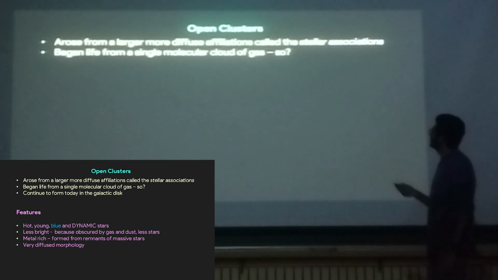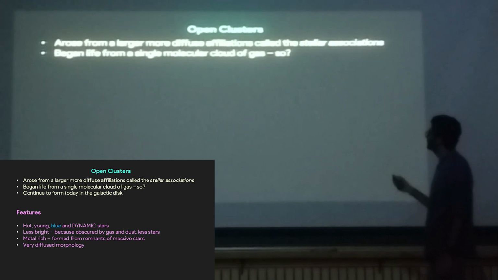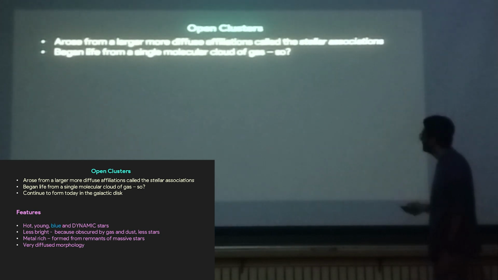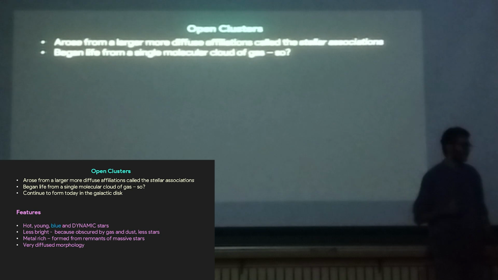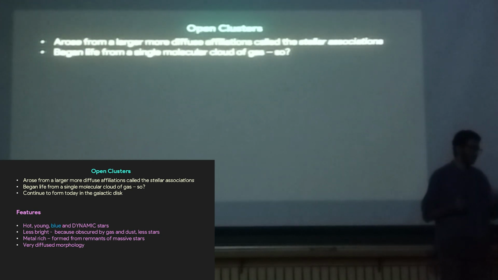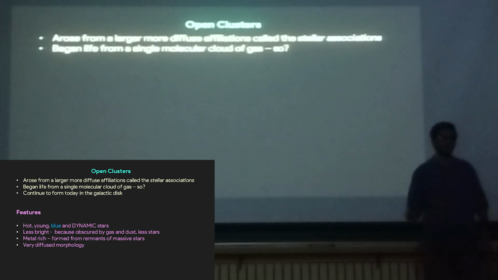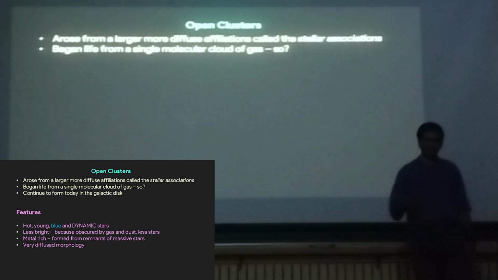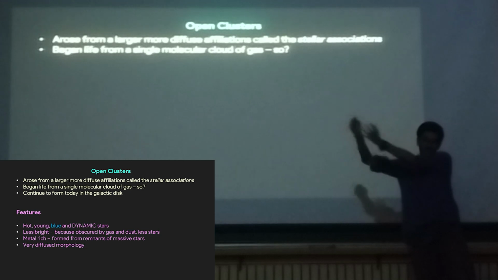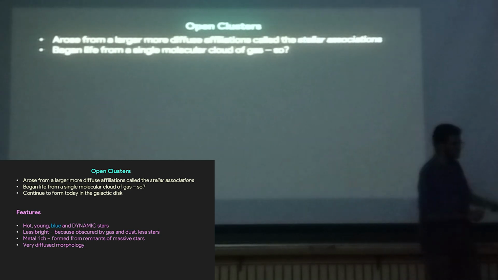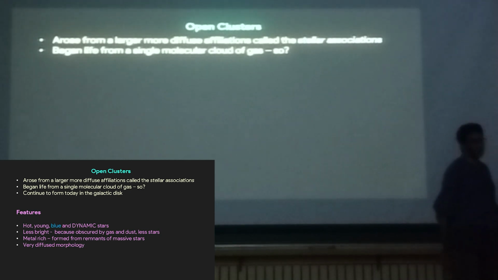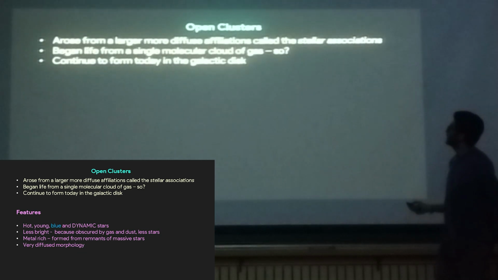All the open cluster stars are formed from a single cloud of gas, which means they are all of a homogeneous nature. They have the same age, they all lie at the same distance, and they also have the same chemical composition. They are also moving together in space in the same direction. And unlike globular clusters, they continue to form today in the galactic disk.